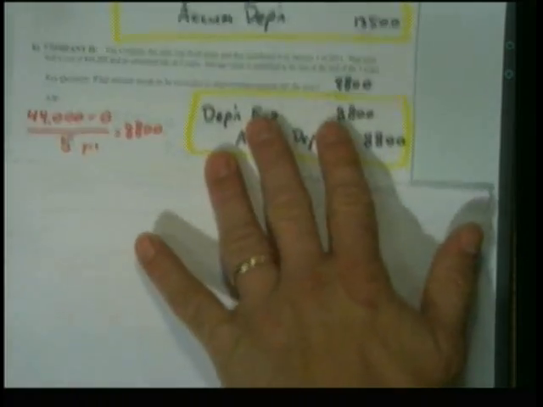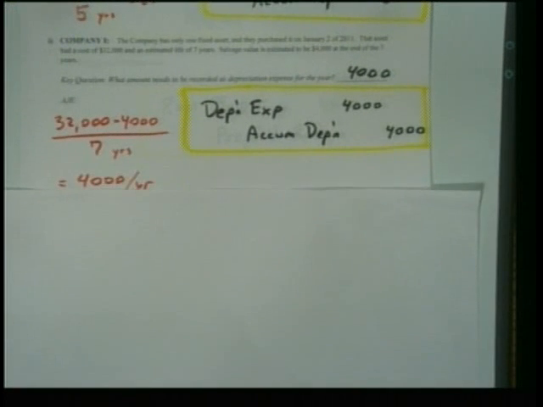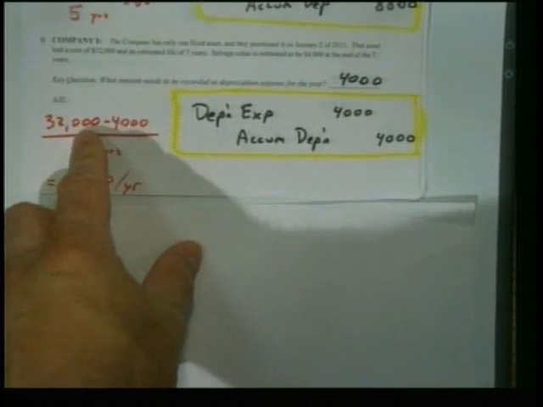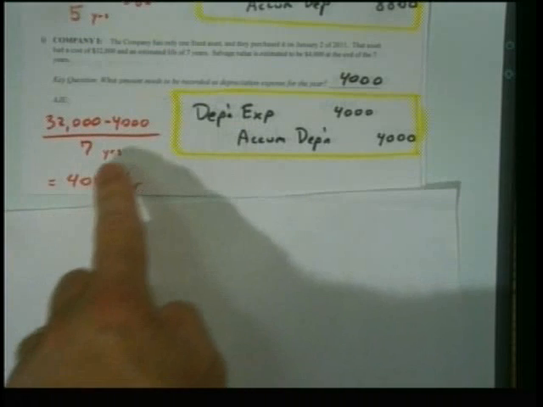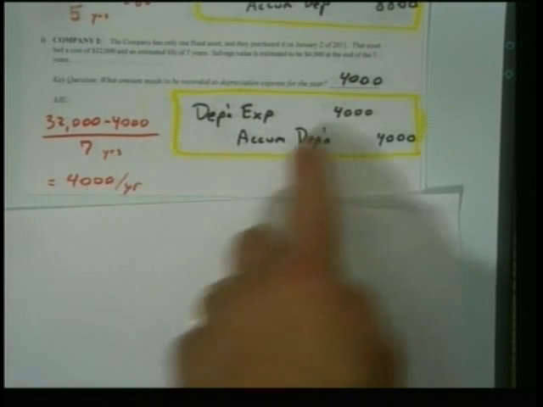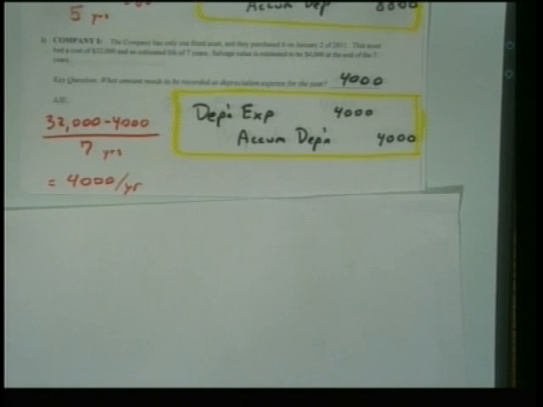All right. Last one. Company has only one fixed asset. They purchased it on January the 2nd of 2011. The asset had a cost of $32,000 and an estimated life of 7 years. Salvage value is estimated to be $4,000 at the end of the 7 years. Does it matter that we purchased it on January 2nd? No. Okay? Just round to how many months. So the cost was $32,000. The salvage value was $4,000. Estimated life 7 years. $4,000 per year. You with me? Okay, any questions on that?